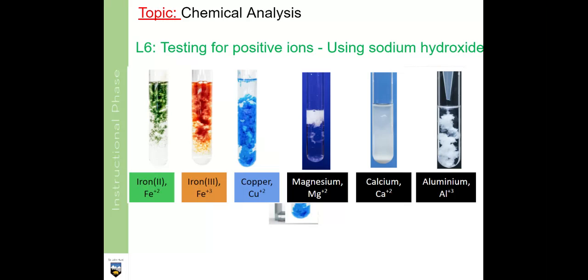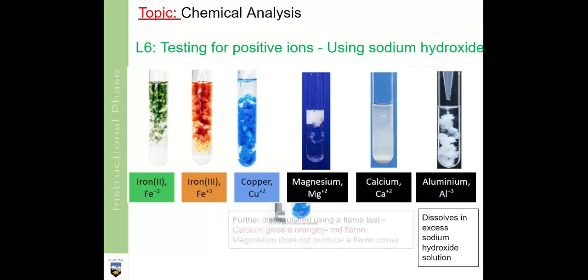Now, if it's aluminium, what we could do is we could test it by adding an excess amount of sodium hydroxide. Now, aluminium hydroxide, the white precipitate, will actually dissolve when excess sodium hydroxide is added. Now, calcium and magnesium don't. So how can we distinguish between those two white precipitates? Then we revert back to a flame test. Calcium will produce an orangey red flame, and magnesium doesn't produce a flame colour.